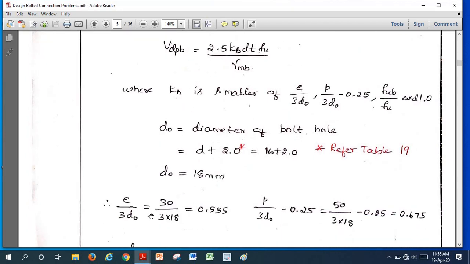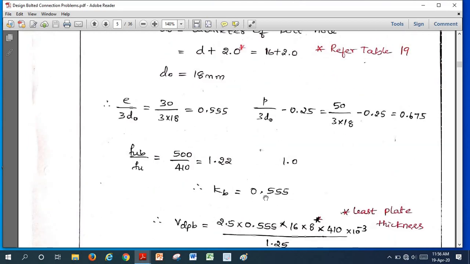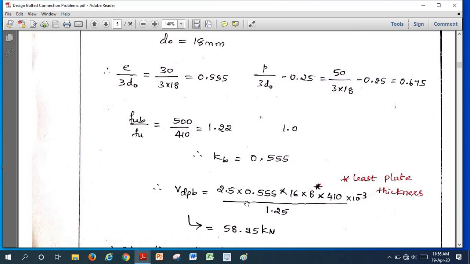Substituting into the formula, we get e by 3d0 as 0.555, p by 3d0 minus 0.25 as 0.675, fub by fu as 1.22, and 1.0. So the least value is kb equal to 0.555. Substituting into the Vdpb formula, the bearing strength formula: 2.5, 0.555, that is the kb value, diameter of the bolt, into t.